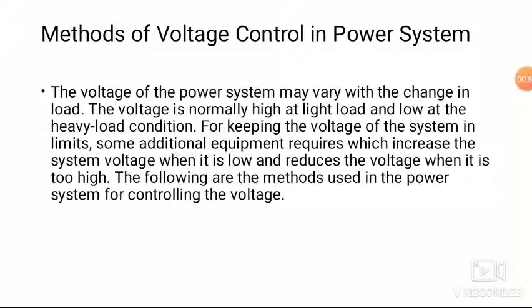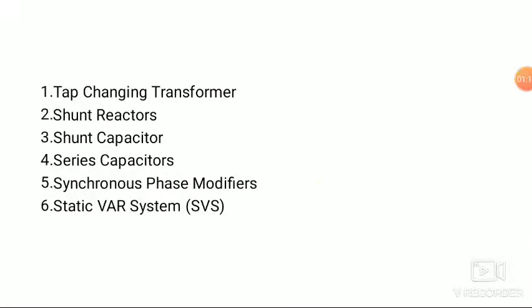For keeping the voltage of the system within limits, some additional equipment is required which increases the voltage when it is low and reduces the voltage when it is too high. The following are the methods used in power system for controlling the voltage. First is tap changing transformer, second is shunt reactor, third is shunt capacitor, fourth is series capacitor, fifth is synchronous phase modifier, sixth and the last is static VAR system.